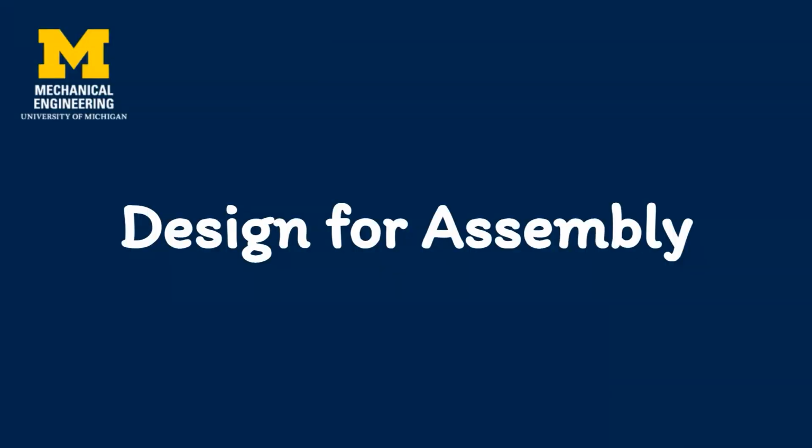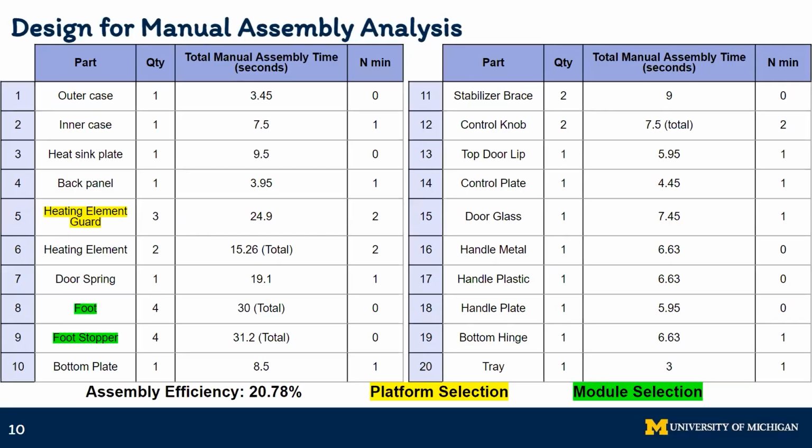Now we will talk about our design for assembly. Shown here is the calculated total manual assembly time for all of our parts. As you can see, the heating element guard and the foot stopper are good candidates for redesign as they take up a large portion of time. Currently, we have an assembly efficiency of 20.78%.